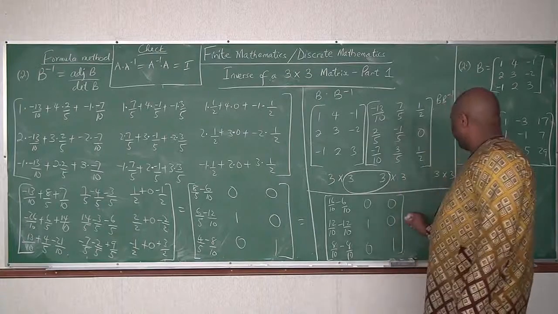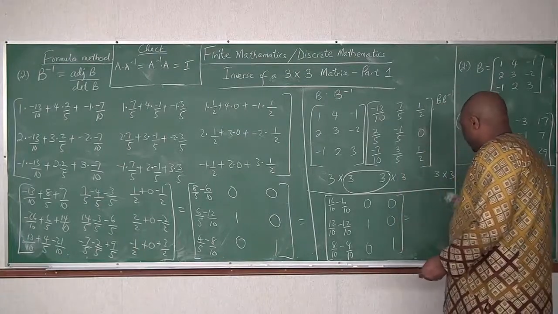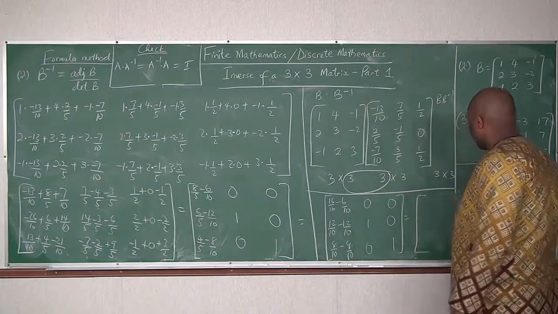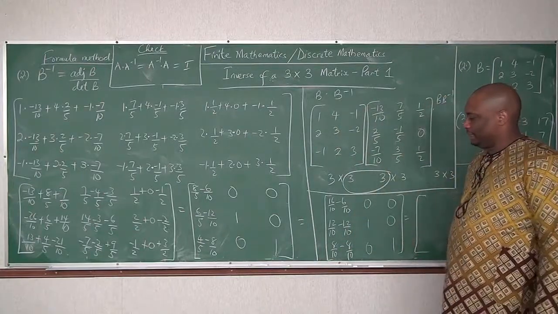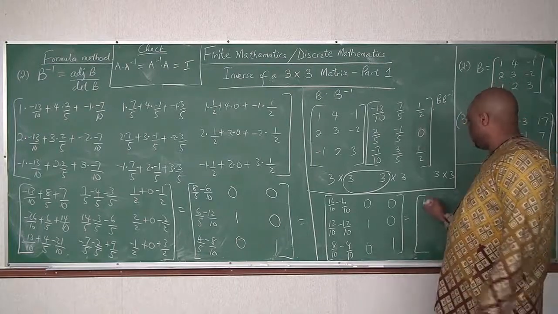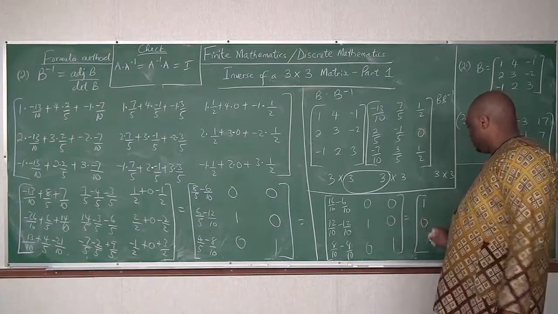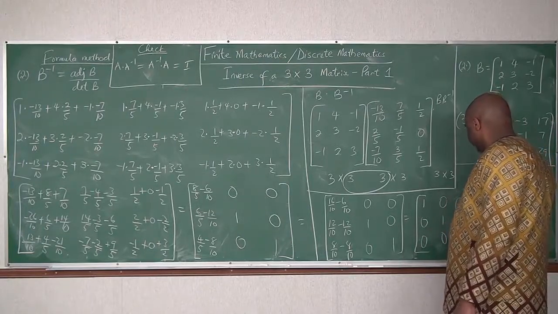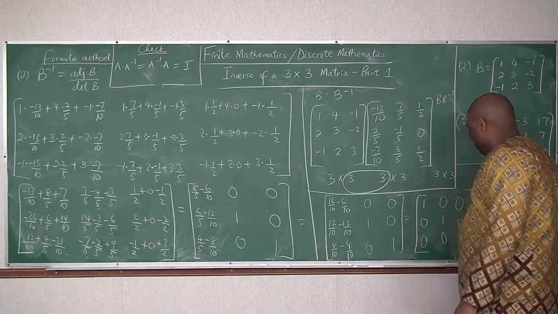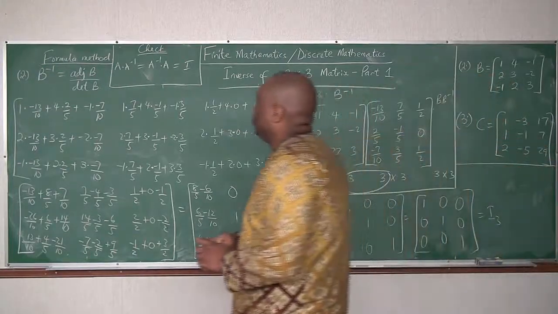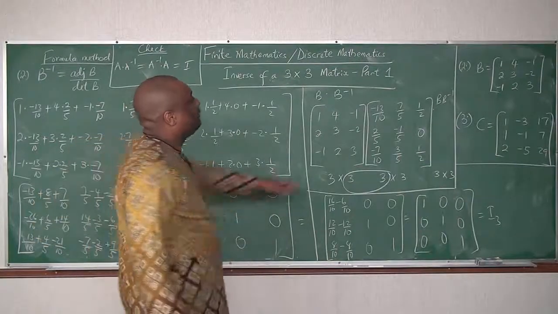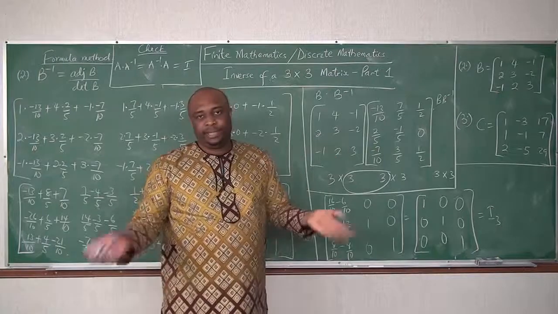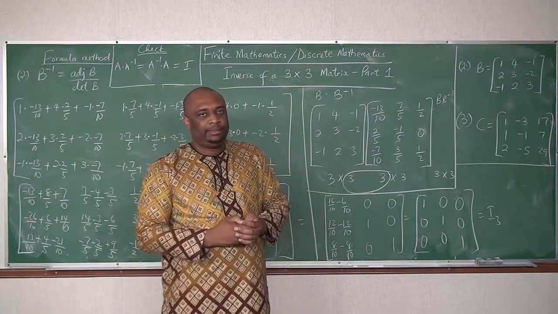Okay, so folks, what do we have now? We now have that this is a 16 - 6 is 10. 10 / 10 is 1. And this is 0, 0, 0, 1, 0, 0, 0, 1. Which is an identity matrix. 3 by 3 identity matrix. So, which shows that our B inverse is right. That is the way you check it.